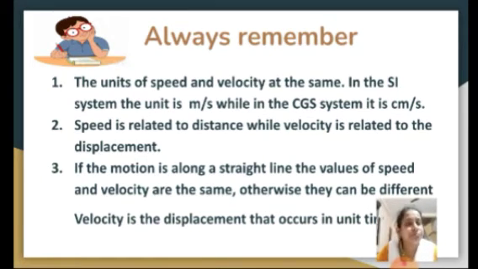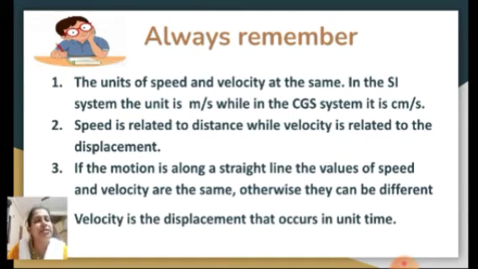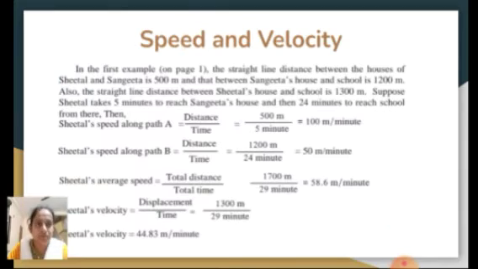Now, velocity is the displacement that occurs in unit time. This I have already talked about, that velocity is the displacement that occurs in unit time, or it is the distance traveled by an object in a particular direction in a unit time, is also called velocity. Now let's proceed further with the first page. Now let's relate the first example of Sheetal and Prashant with speed and velocity.